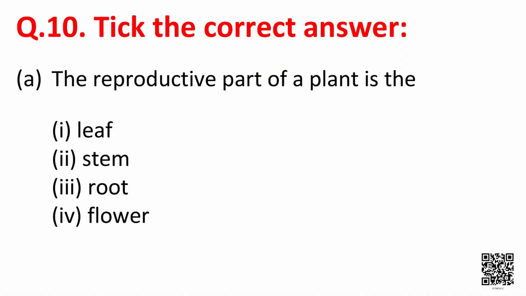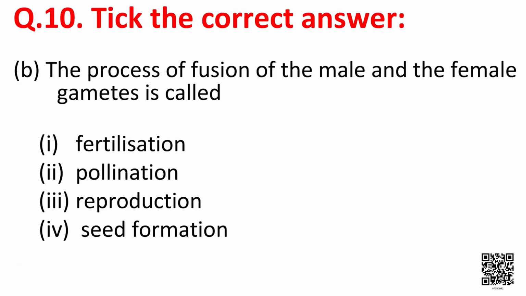Now moving on to the 10th question. In this we have to tick the correct answer. A, the reproductive part of a plant is first leaf, second stem, third root and fourth flower. The correct answer, students, is flower. B, the process of fusion of the male and the female gametes is called first fertilization, second pollination, third reproduction, fourth seed formation. The answer to this is fertilization.